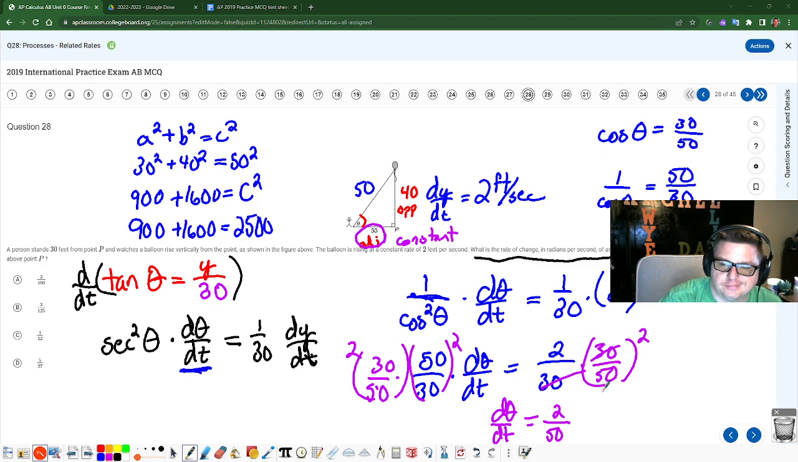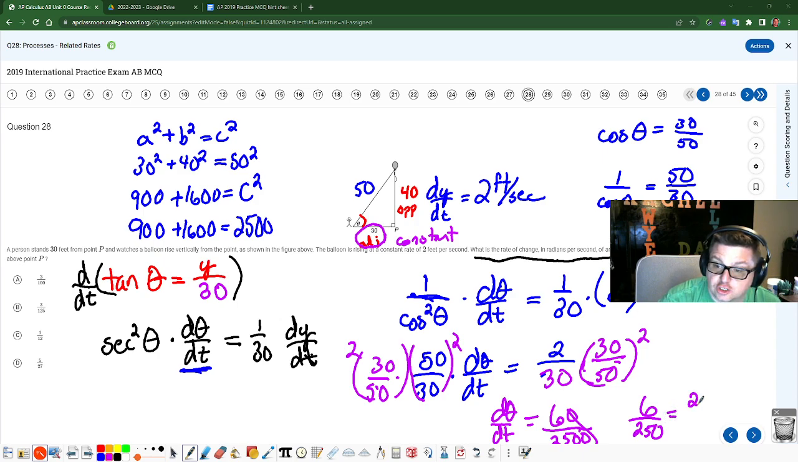So, we need to backtrack a little bit. Which, if you show all your work, it's not too bad of a backtrack. It really isn't. So we only screwed up, really, for the 30 over 50. And then this 30 cancels with one of them, so we're left with 60 over 50 squared, which is 2500. Zeros cancel, and I'm left with 6 over 250, which we could take a 2 out of them. It's 125, cancel out the 2's, and then 3 over 125.